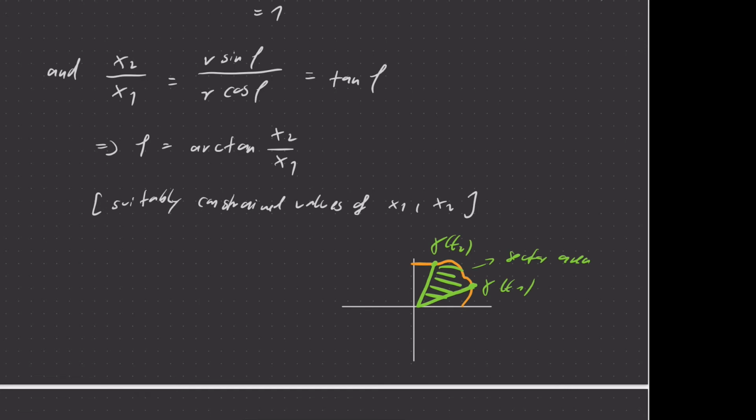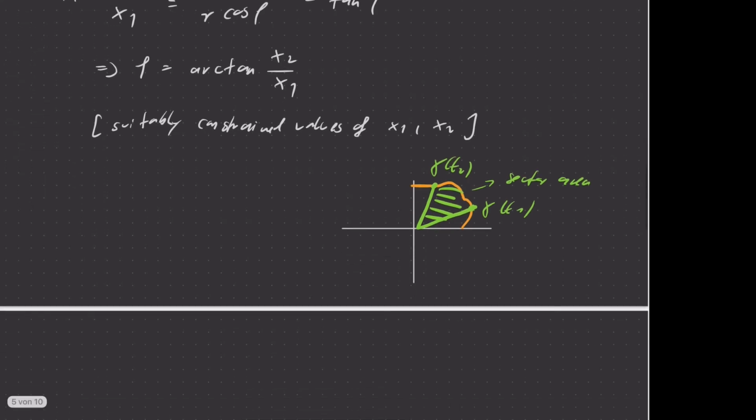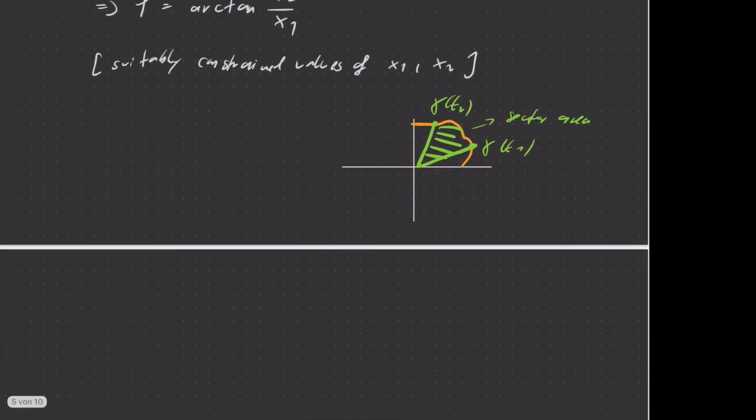And we already know a formula that depends on t, on r, and on phi, so we just have to use that. So that green area can now be computed as the integral from t1 to t2, 1 over 2, r of phi of t squared times phi prime of t dt.